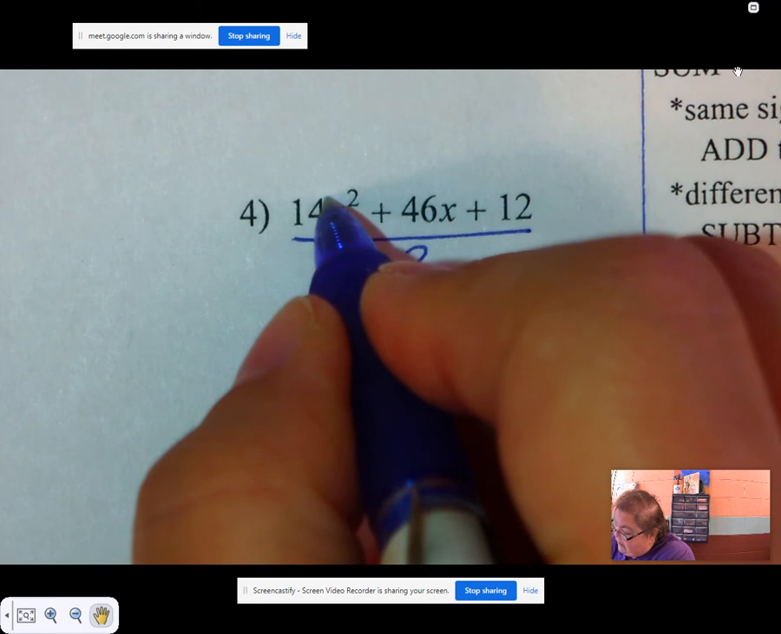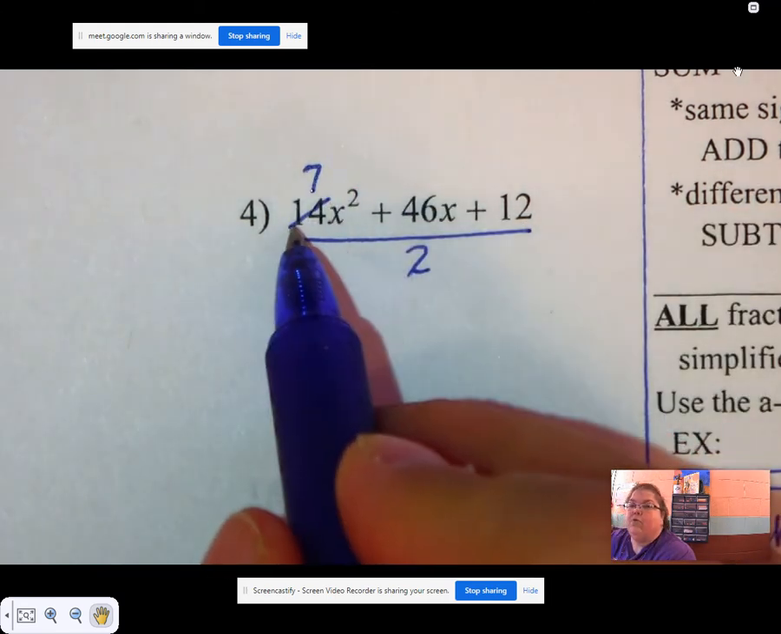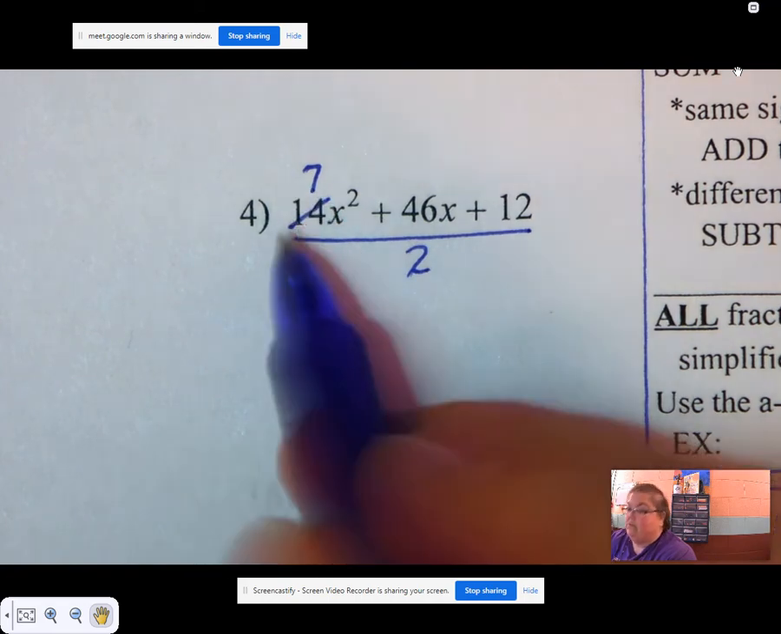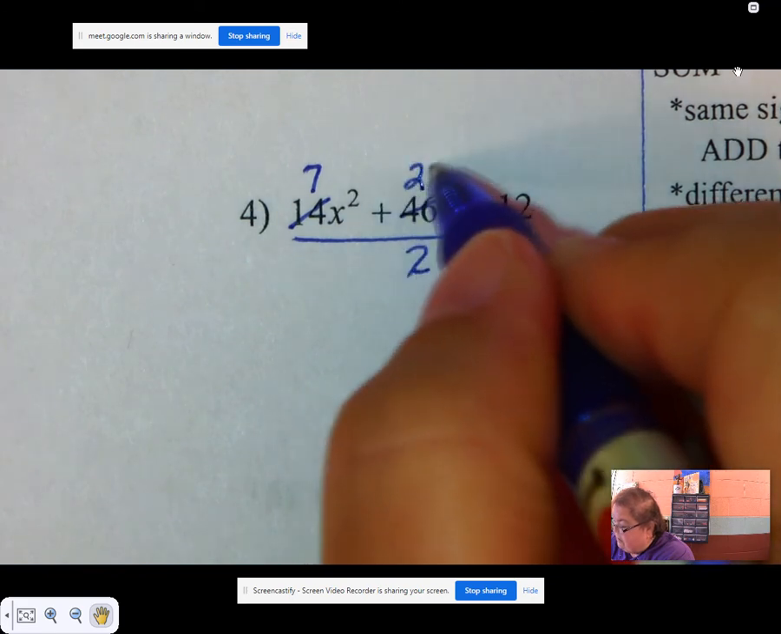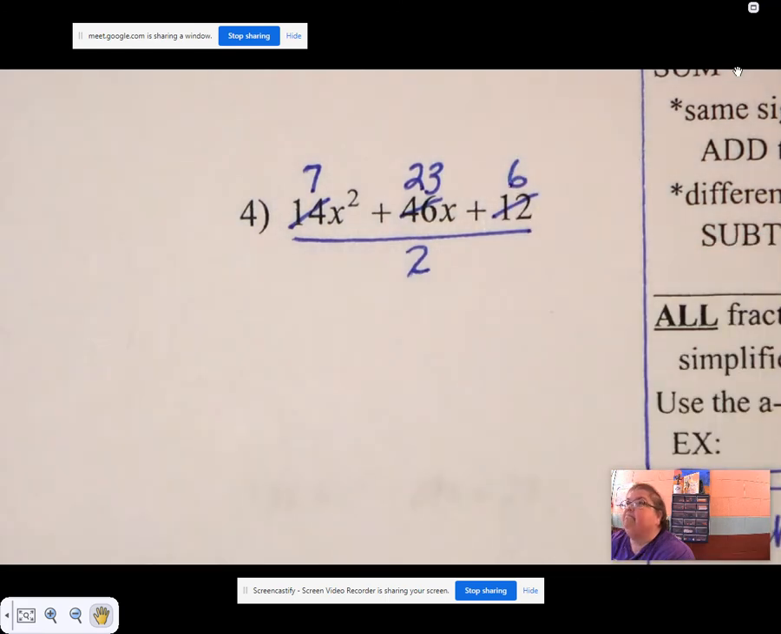2 goes into 14 how many times? Mark it out. We're not working with 14 anymore. Mark it out. 46 divided by 2 is... 12 divided by 2 is... Mark them out because you're not working with those anymore. 7x squared plus 23x plus 6. That's what I'm working with. Okay?